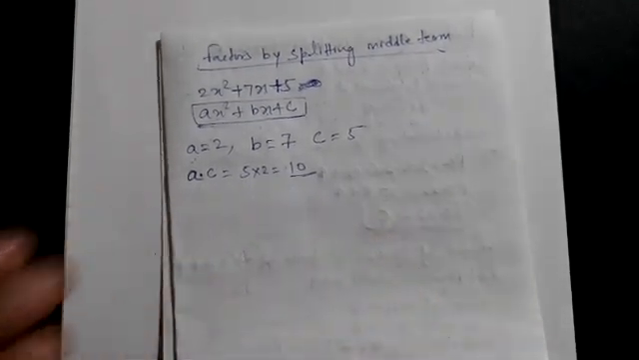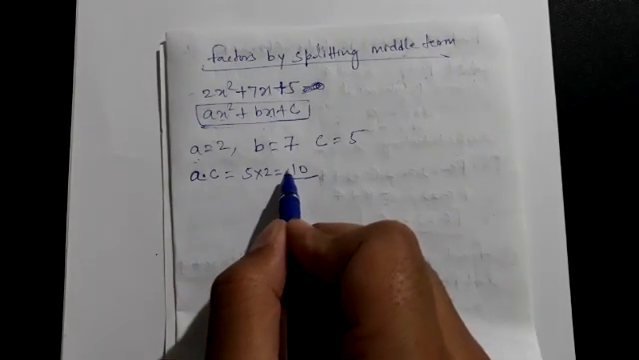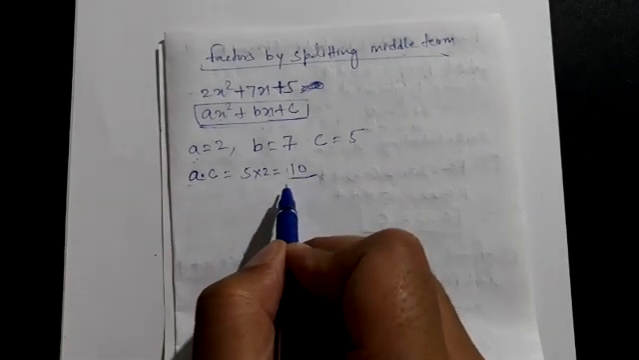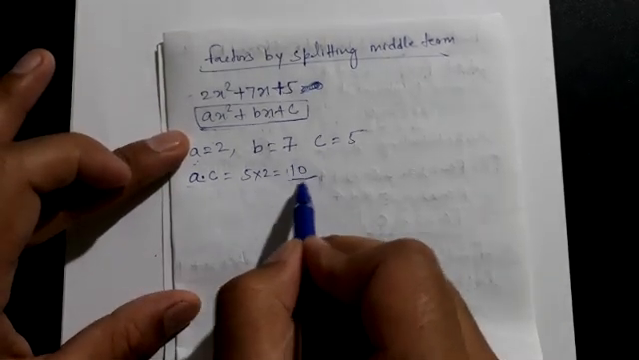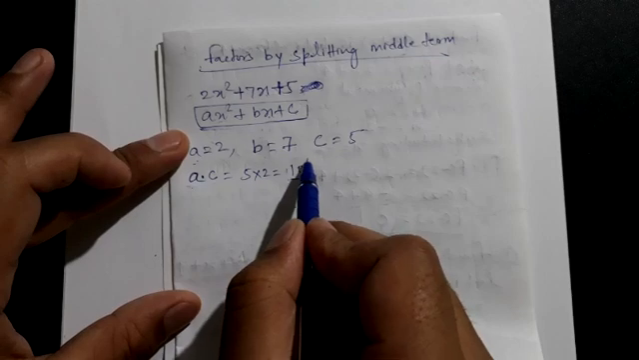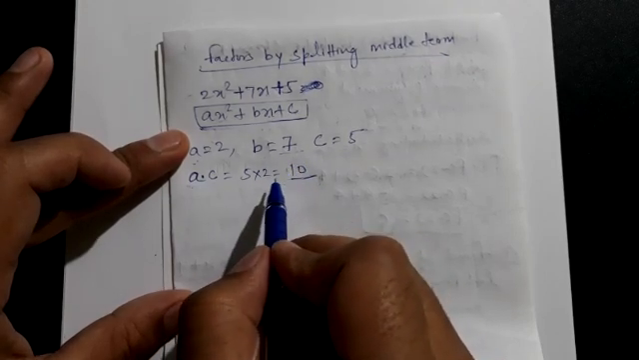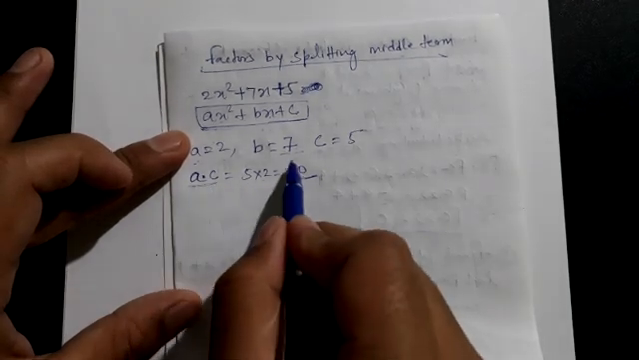If you find the sign of 10, it is plus 10. So our AC, a into c, is 10. After finding AC, we have to find such factors of 10 whose sum will be equal to 7. Why sum? Because this time our AC is positive.